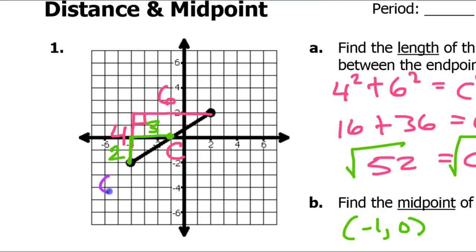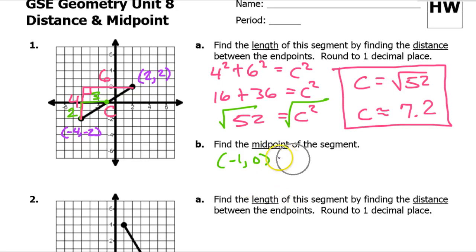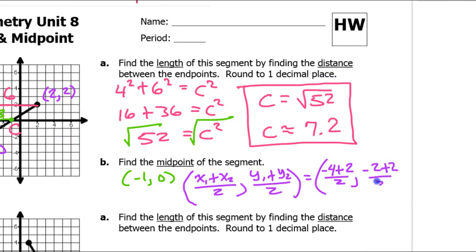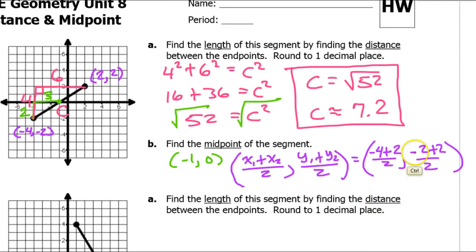So the coordinates of the leftmost point here are -4, -2. And the coordinates of the point on the right are 2, 2. So we could have used the midpoint formula to find this. And the midpoint formula is just the average of the x's and then the average of the y's. In other words, x1 plus x2 divided by 2 and y1 plus y2 divided by 2. So imagine that we did that. So then we would have the average of the x's. So it would be -4 plus 2 divided by 2, and it would be -2 plus 2 divided by 2. All right, it's just the average of the x's and the average of the y's.